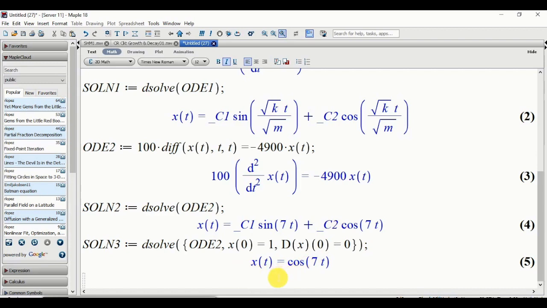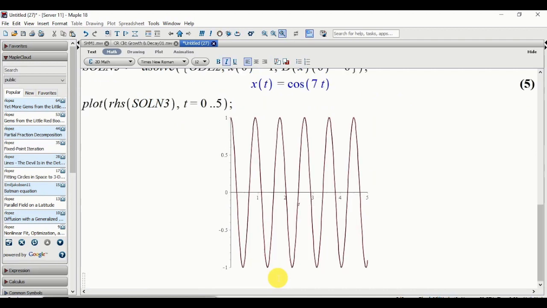Now you can simply plot this. We want the right hand side of solution 3, SOLN3, for t running from 0 to say 5. Then we can get a plot. So here you can see clearly that at t equal to 0, the pendulum is taken to an extreme position which we call the amplitude, and at that point the velocity is 0, and the moment it is released, it exhibits simple harmonic motion which is reflected here.